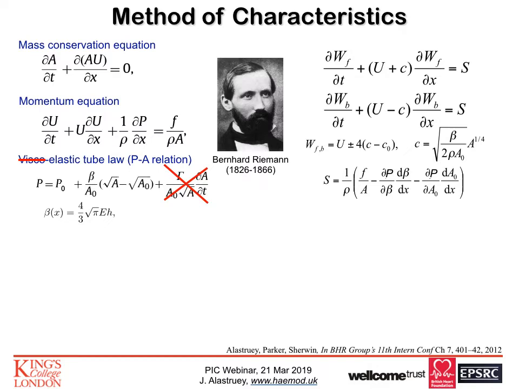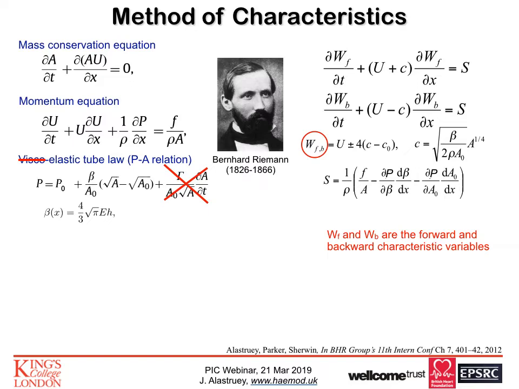Using the method of characteristics proposed by Riemann, we can transform this system into a set of advection equations that are shown on the right. These equations are for the variables WF and WB, which are the forward and backward characteristic variables. The two advection equations on the right top are weakly coupled, since the source term S is much smaller than the terms on the left-hand side of the equal sign.